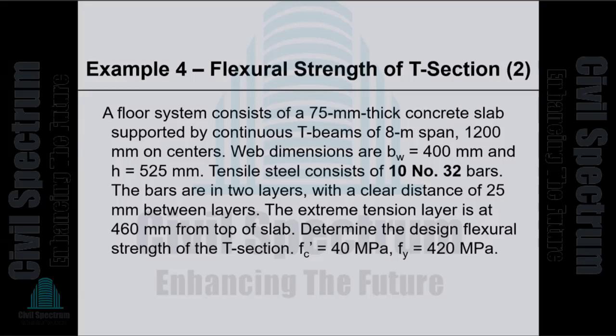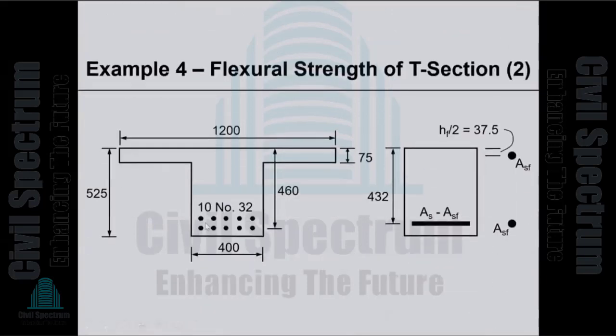Okay, the 5 minutes are up, so we start again. It is the same T-beam, except that we have drastically increased the reinforcement from 3 number 25 bars to 10 number 32 bars, okay? Everything is the same as before, but the tension reinforcement is 10 number 32 bars instead of 3 number 25 bars. And 10 number 32 obviously had to be placed in two layers. One layer would not do.